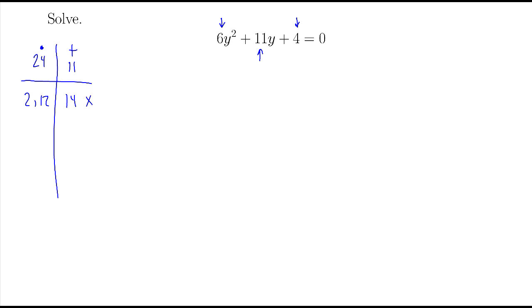The next option is 3 and 8. 3 times 8 is 24. 3 plus 8 is 11. Okay, good. 3 and 8. Now I will use 3 and 8 to split 11y into two terms.